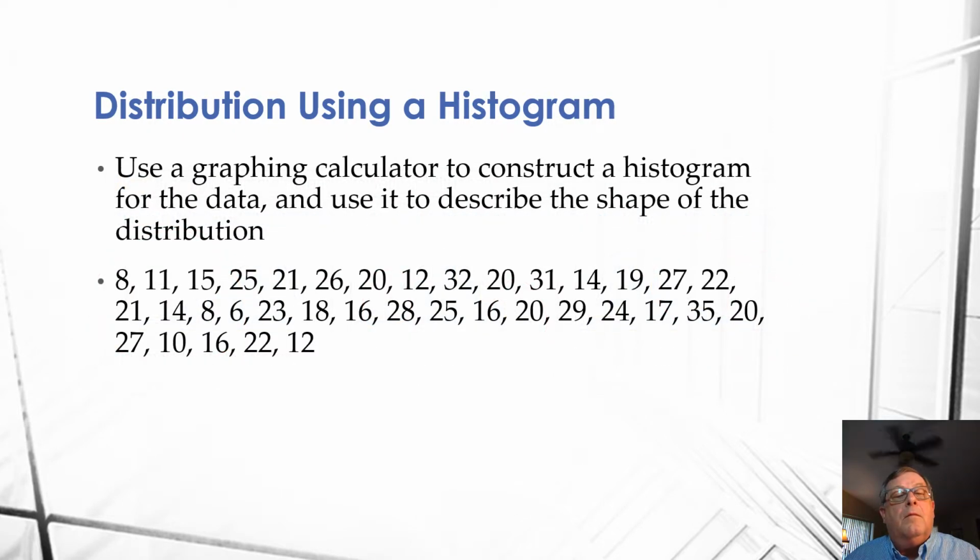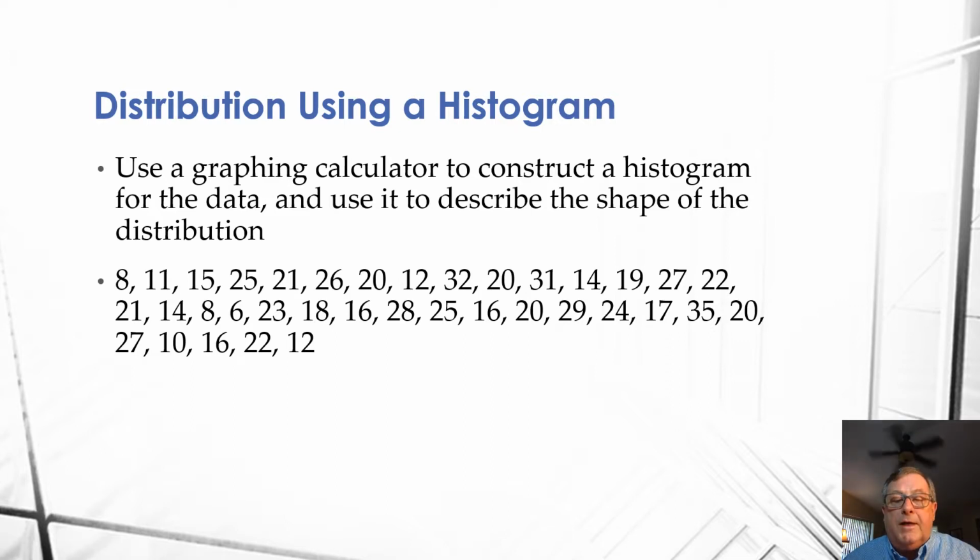Now, in this particular exercise, we're asked to use a graphing calculator to construct a histogram for the data and use it to describe the shape of the distribution. And we're getting ready to move over to the calculator. And here we've got a lot of data. I'm not going to read it all. I believe there are 36 data points in this data set, going from 18 all the way down here to 12. But hold on, we're moving to the calculator.